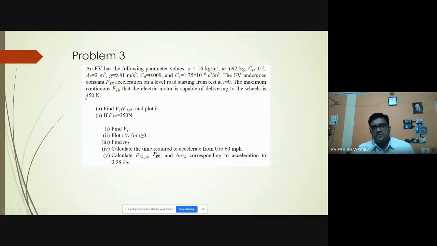So what do you mean by maximum tractive effort? Anyone can answer this. What is the maximum tractive effort?